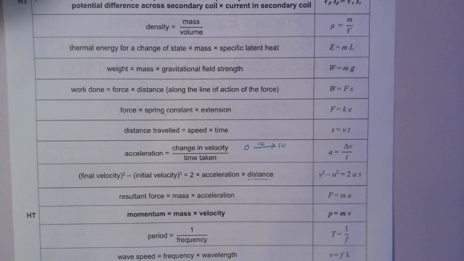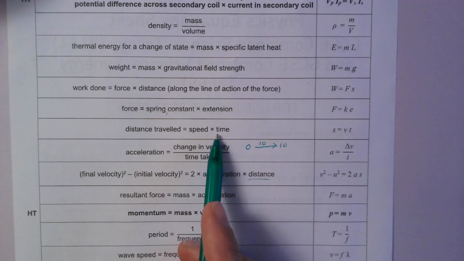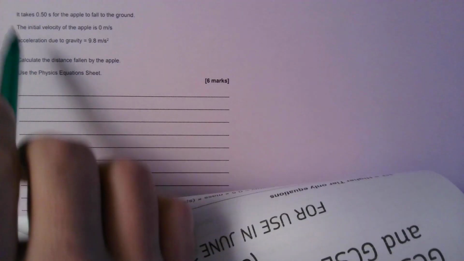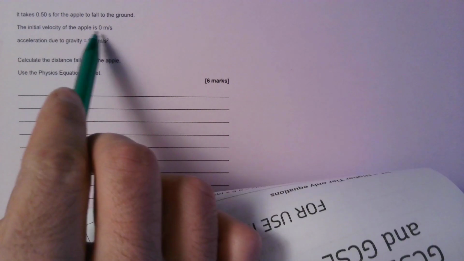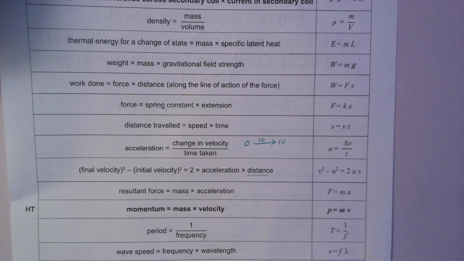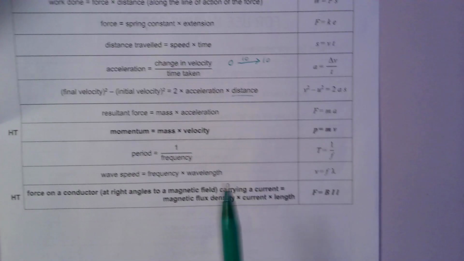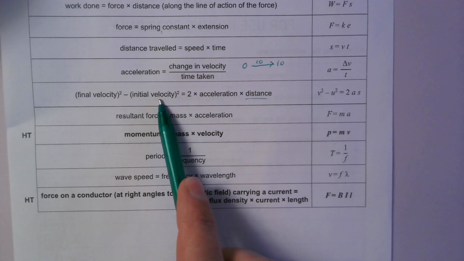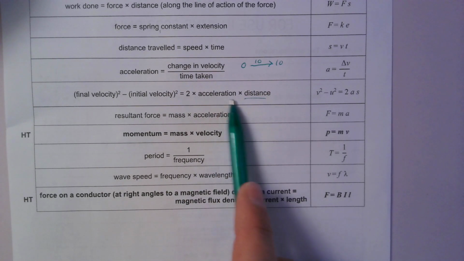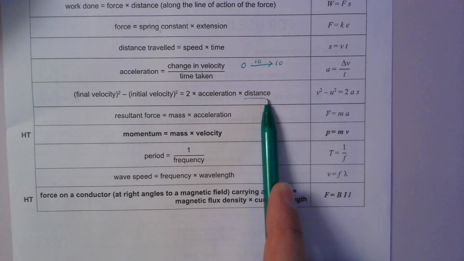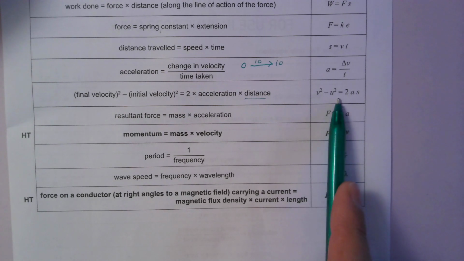So there are only two equations on the equation sheet with distance. The first one has speed and time. We've got time, and we've got the initial speed or velocity, but we haven't got the final one, so that one's not really suitable. The only other one with distance in it is a couple below it, the one that we've practiced a lot in class: final velocity squared minus initial velocity squared equals 2 times acceleration times distance. You've got your distance there, so we're going to use that one.